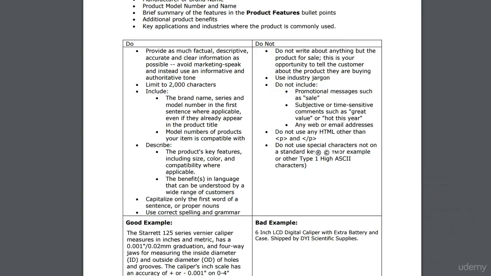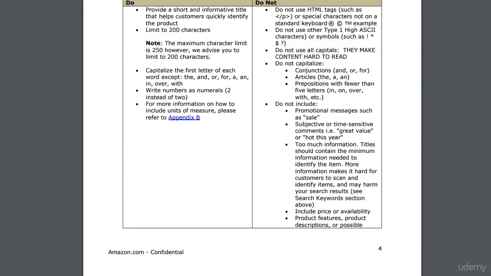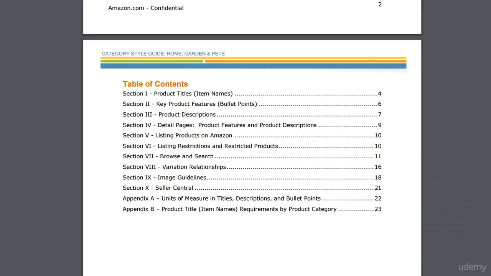Now, while you're here, I strongly recommend that you spend a few minutes to read the styling guidelines for your specific category. Because here you can find the latest guidelines that are according to the latest Amazon policies about how your images can look, how you should craft your description, key product features, and other elements of a product listing.